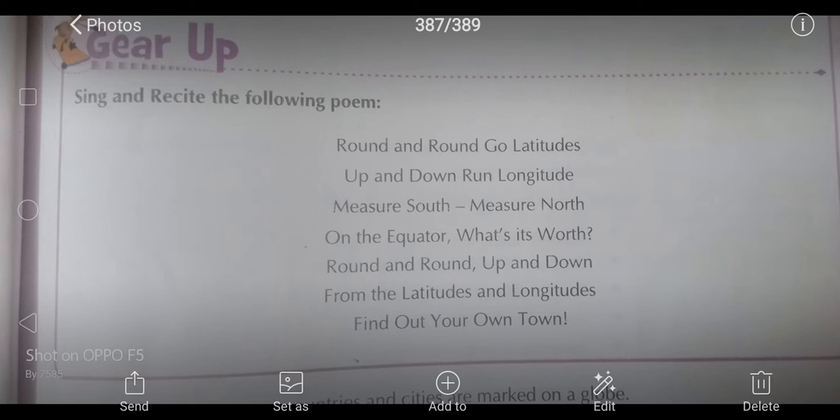On a globe, we can also see number of lines. These are imaginary lines drawn on a globe that make it easier for us to locate any place on it. Now there are two types of imaginary lines on a globe: latitudes and longitudes. Now let me explain what is latitude.